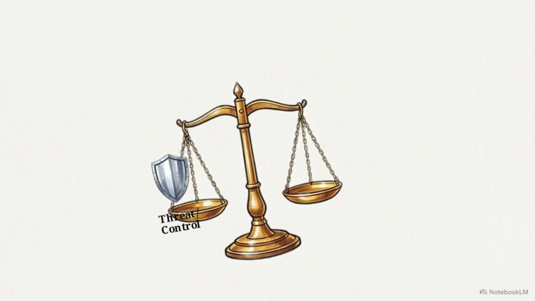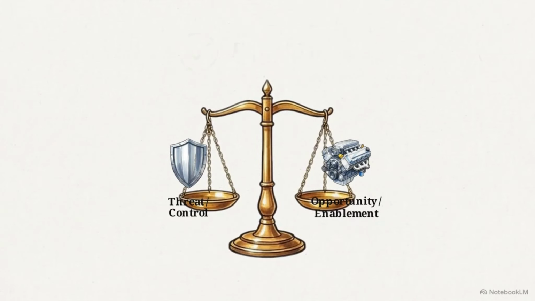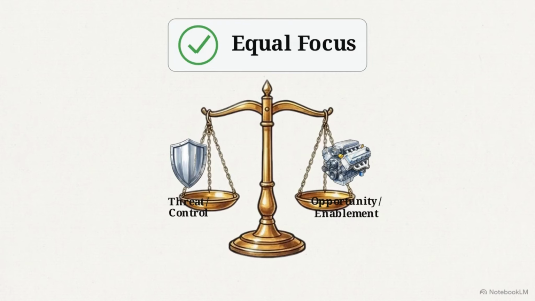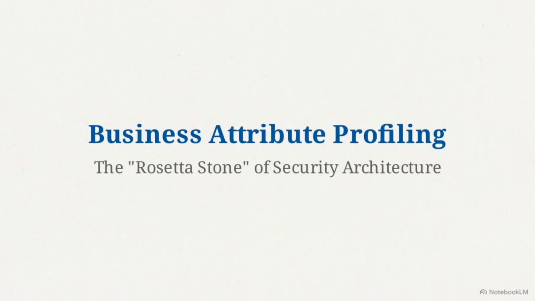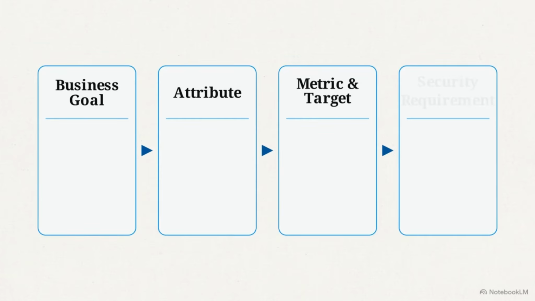We solve this using the SABSA framework. SABSA requires an equal focus on downside threat control and upside business enablement. You design for the threats you want to prevent alongside the opportunities you want to make possible. The practical tool for this is Business Attribute Profiling, or BAP. This is a four-step process used to translate executive goals into engineering tasks. You map a business goal to an attribute, attach a metric and target, and finally, derive the security requirement.